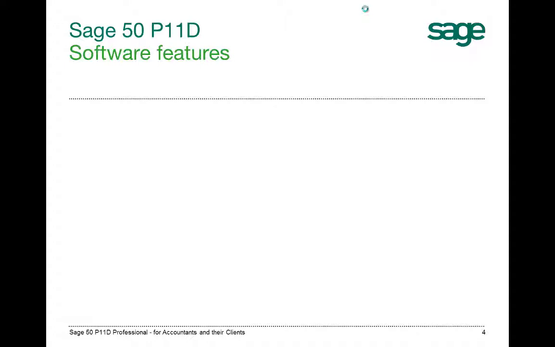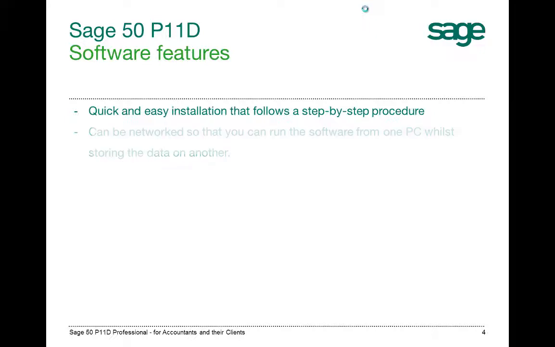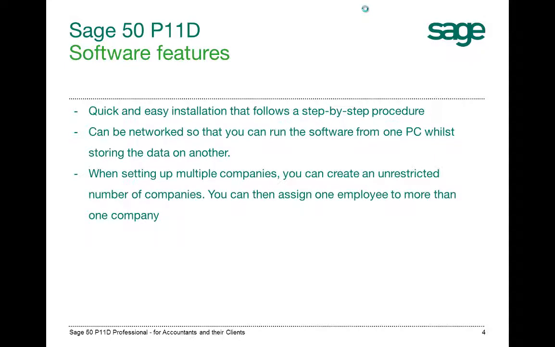So what features does the software offer? Well, it's very easy to install. You'll be able to get up and running really quickly, and it's a simple step-by-step procedure. The software can be networked so that you can run the software from one PC while storing the data on another. And when setting up multiple companies, you can create an unrestricted number of companies, and then you can assign a single employee to more than one company. So that will save some time and some duplication as well.